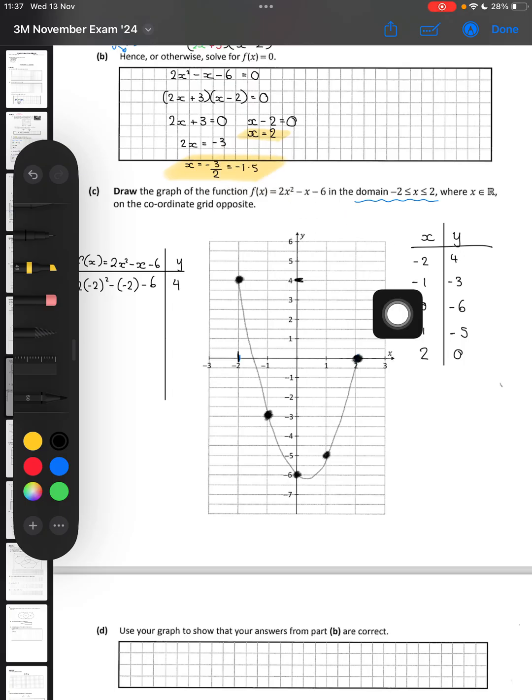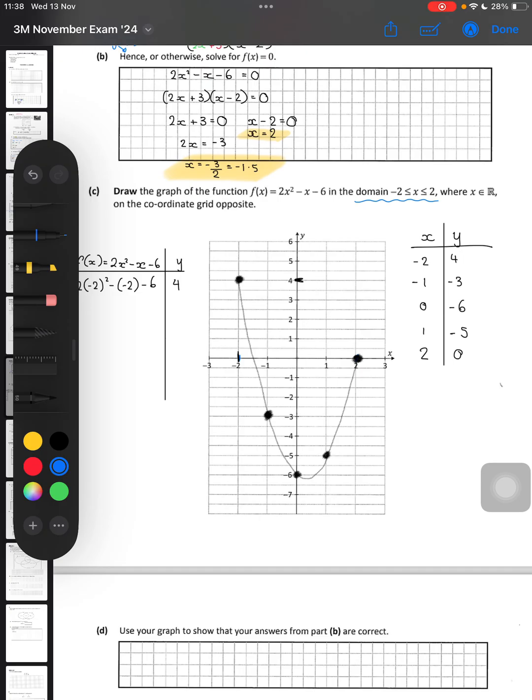We said when x is 2, we get a y value of 0. But we also have one here, minus 1.5 for x is going to give me y is 0. Okay, so it says use your graph to show your answers from part B are correct. So we need to do this out clearly.